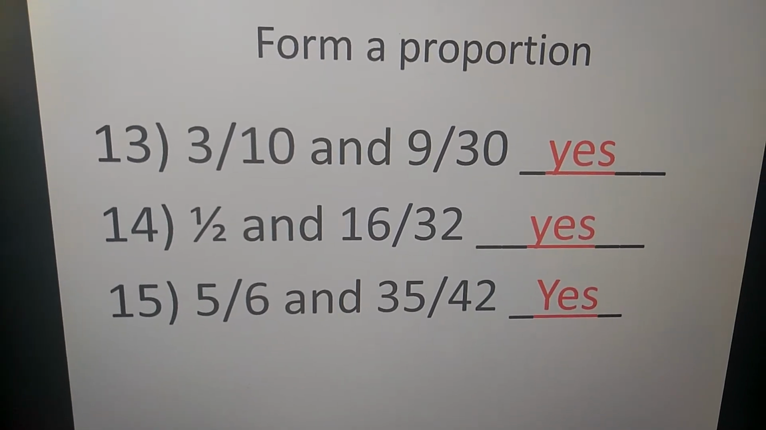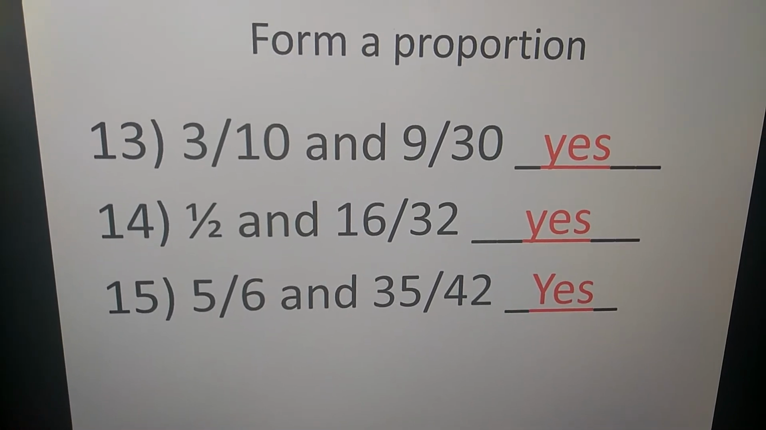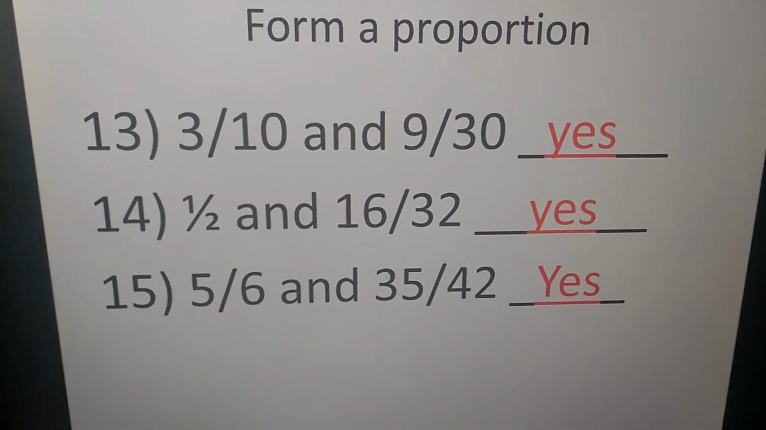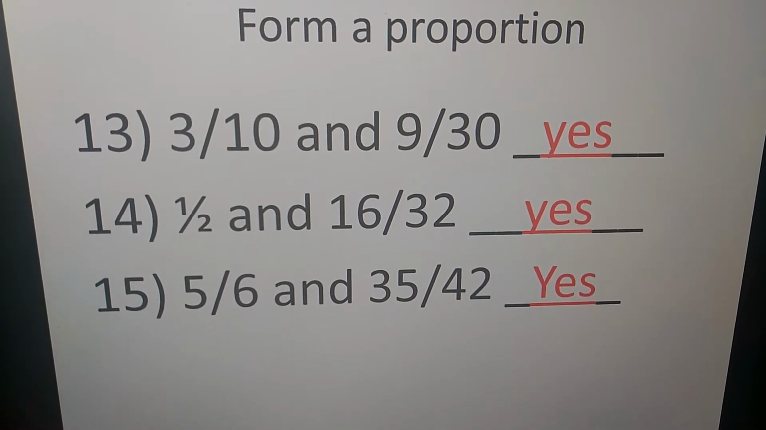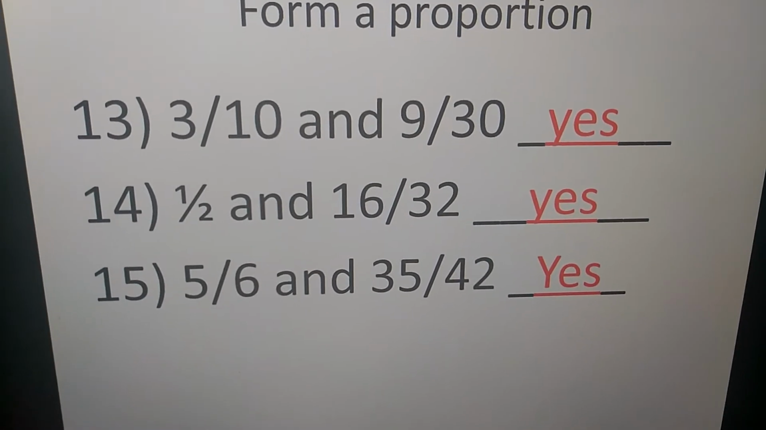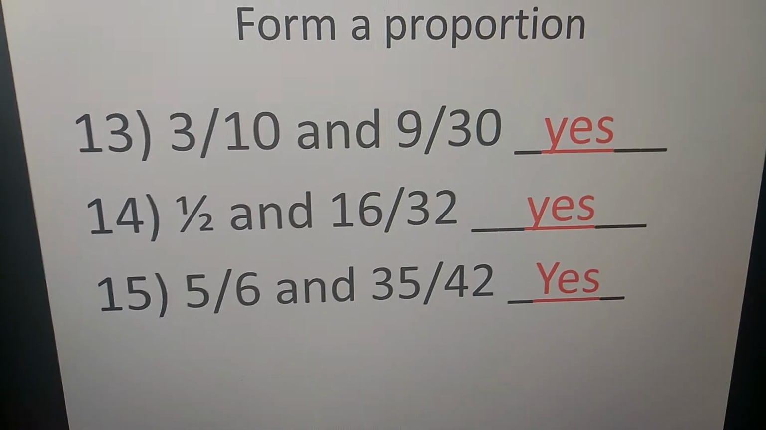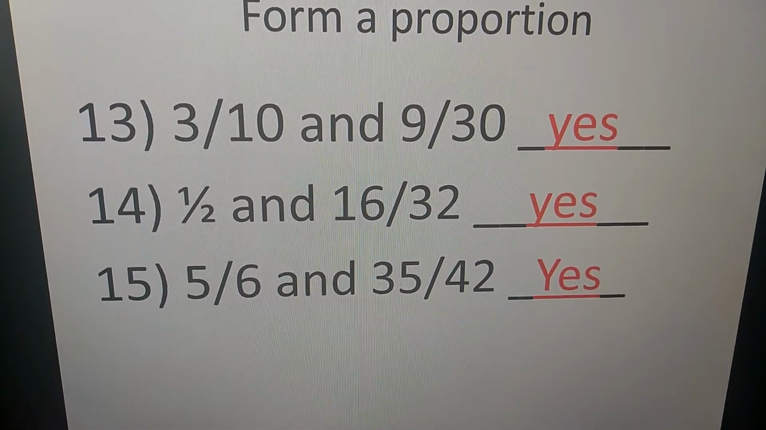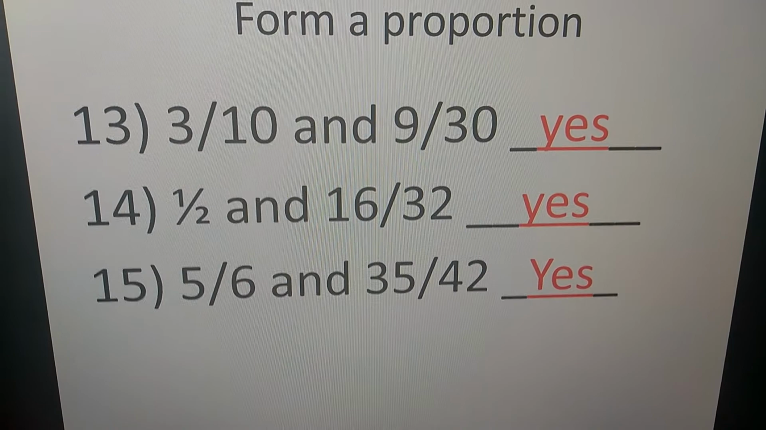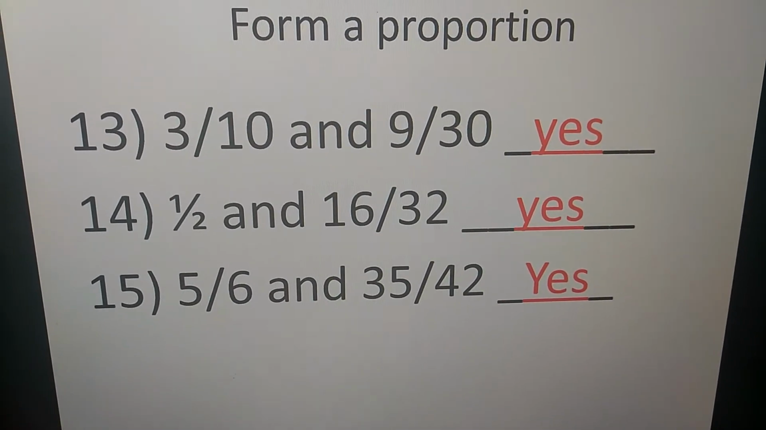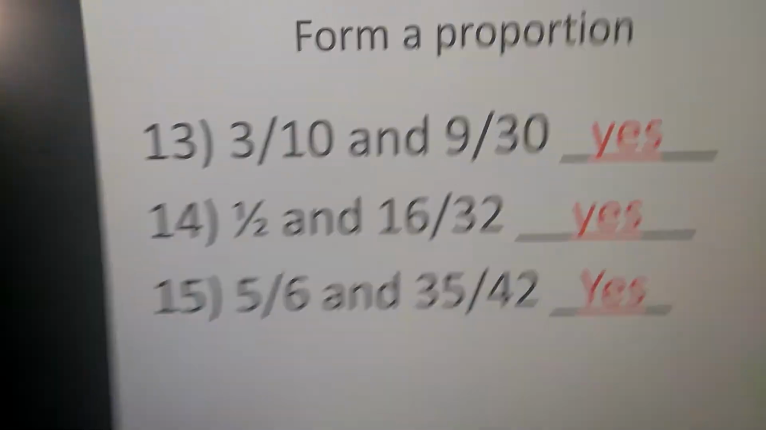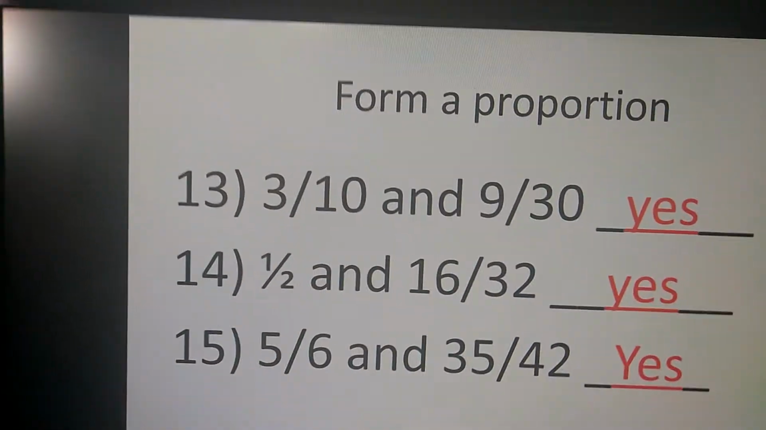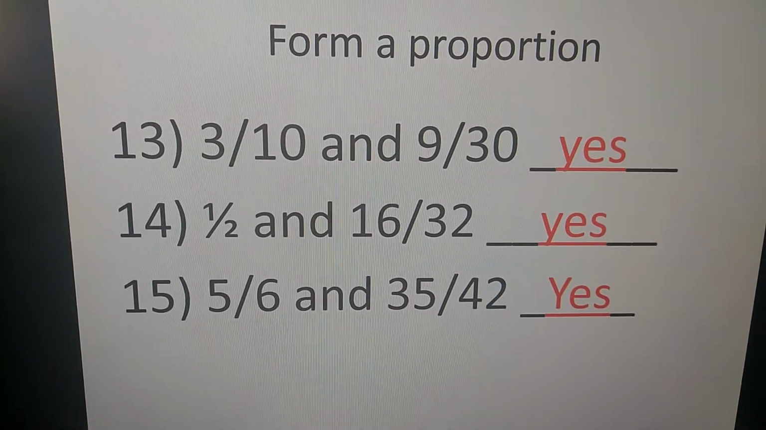Okay, the next stage for proportions and ratios is figuring out yes or no if it's a proportion or not. So we had to figure out if these fractions, which are still ratios, are proportions or not. So number 13, we have 3 over 10 and 9 over 30. I'm going to put it on the board and we're going to see if it is or not. So we already know that it is because I have yes over here, but I'm just going to give you the steps.